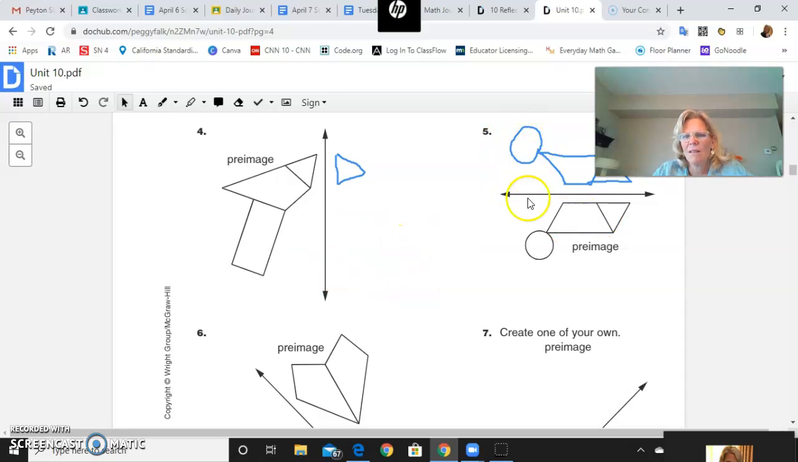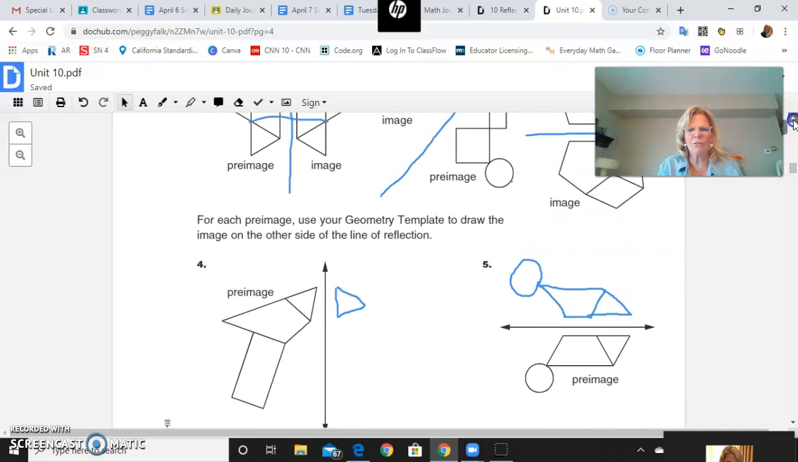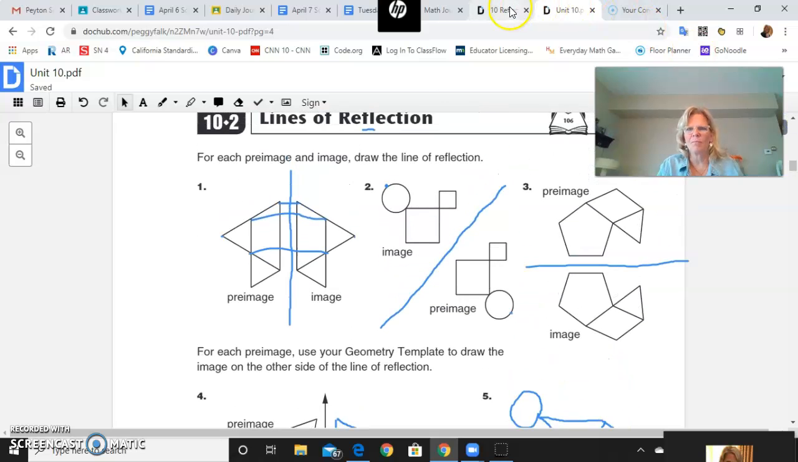Okay, there's the circle, there's the upside down or flipped over trapezoid, and there's the flipped over equilateral triangle. Now this one I didn't do, but if you flipped this image over here, this point would be at about here, and so on. Here you can create your own, have some fun. So if you have any questions on this page, just let me know. Okay, line of reflection, it's a flip.